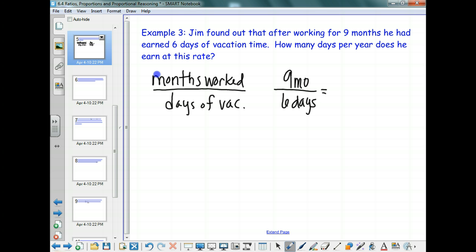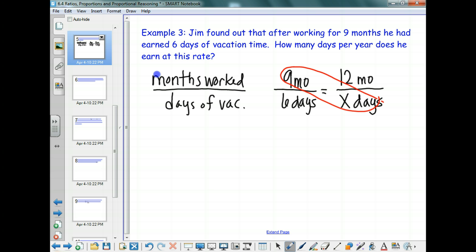But the question asks, how many days will he have at the end of a year? Now what? 12 months. So we need to make sure we change that 1 year into 12 months, because we've got months listed on top for the months worked. And then on bottom, we leave that as days. All right, so we're going to ignore our units now. The units were just for the purpose of helping us set this up. And we're going to do what? We're going to cross multiply, you bet.